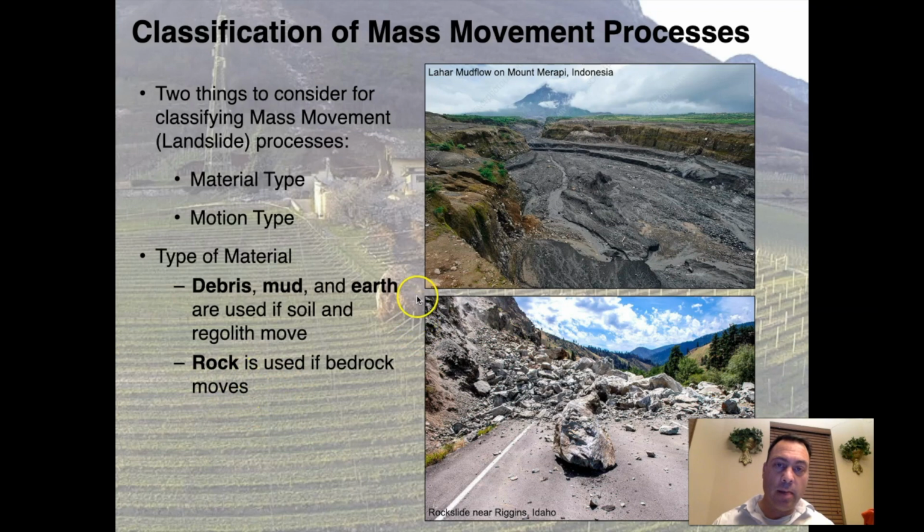Here we're looking at a couple of examples. This is something called a lahar. A lahar is a volcanic mud flow. This is one that happened in Indonesia. It came through this area, extremely deadly, by the way. Lahars are some of the most deadly phenomena on planet Earth. And then here we have a rock slide. This is in Idaho. This is something that came down the mountain extremely fast, at high velocity. Again, this is bedrock that's moving, an extremely deadly event.